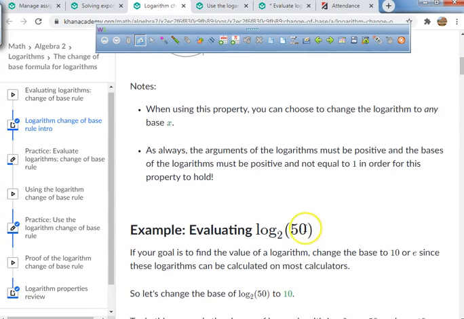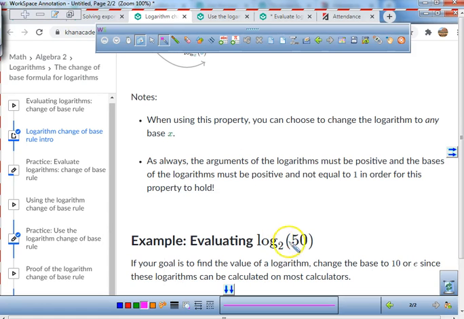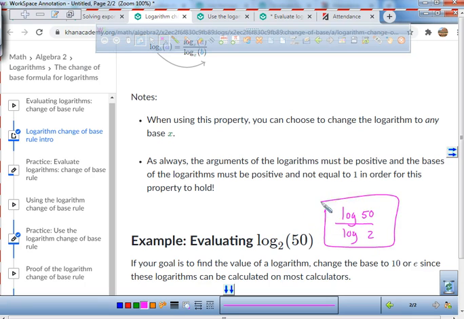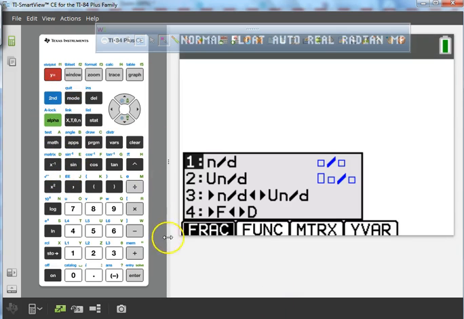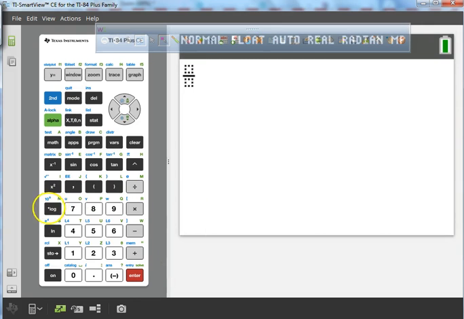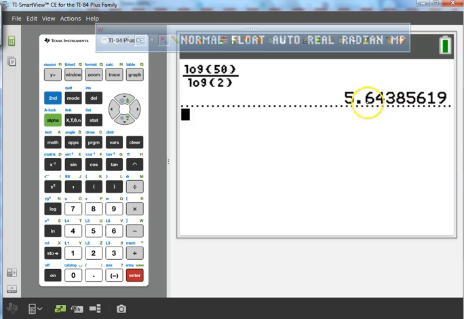Right here, if we wanted to evaluate log base 2 of 50, I could write it as log of 50 over log of 2. You'd be able to evaluate that on most calculators. So if we do that on our calculator, put alpha, y equals, enter, and I'm just going to put log of 50 over log of 2. You get to evaluate it, and that's the decimal.